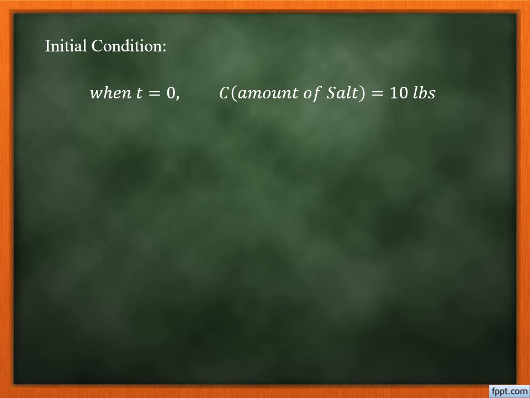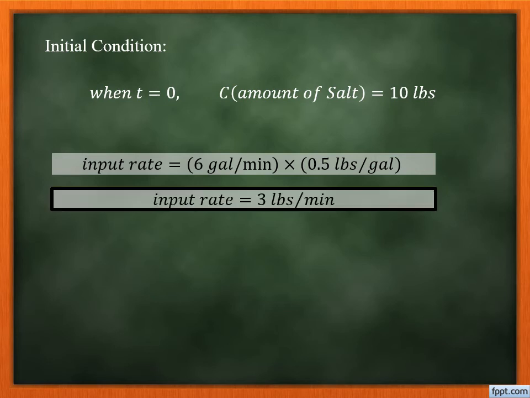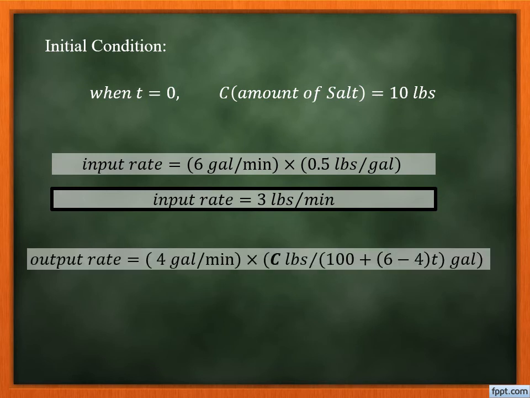And then, we now solve for the input rate. So input rate is equal to flow rate times the concentration. Wherein, in the problem, we are given the flow rate as 6 gallons per minute and the concentration as 0.5 pounds per gallon. Solving for the input rate, we will have 3 pounds per minute. Now for the output rate.